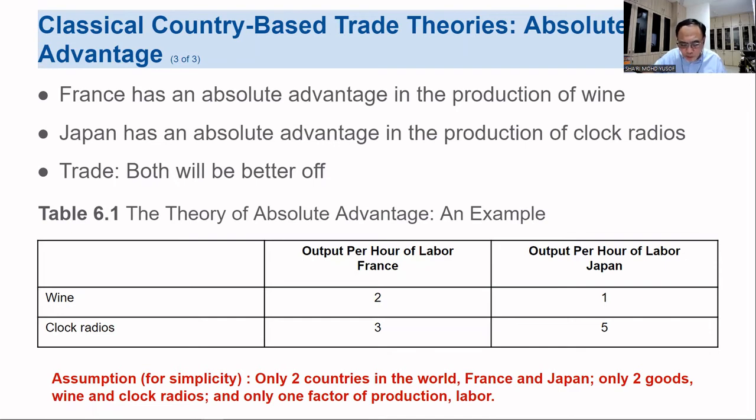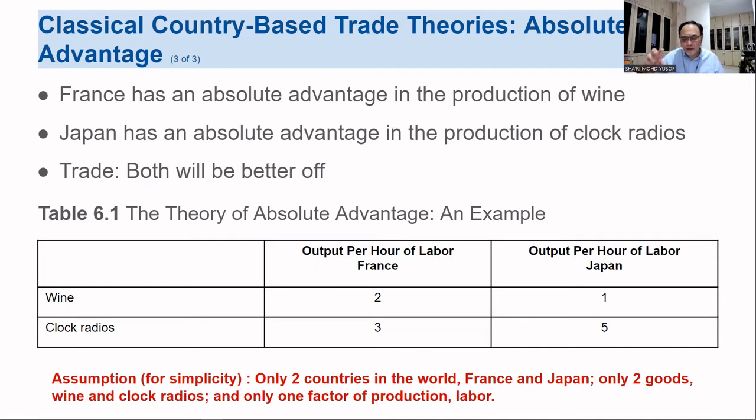Suppose France agrees to exchange 2 bottles of wine for 4 clock radios. Only 1 hour of French labor is needed to produce the 2 bottles of wine bound for Japan. In return, France will get 4 clock radios from Japan. These 4 clock radios would have required 1.33 hours of French labor.